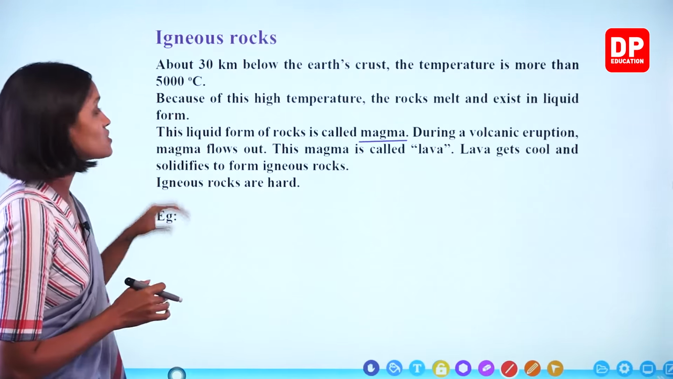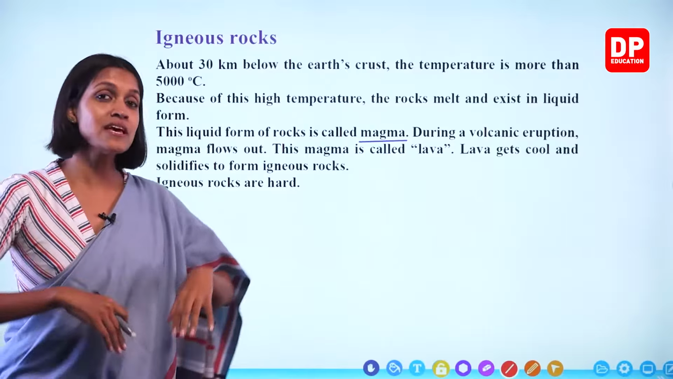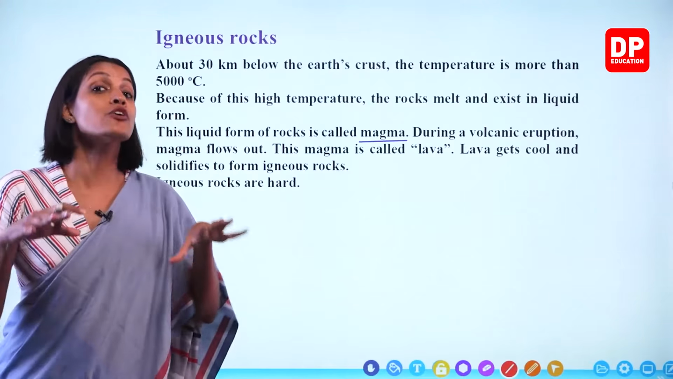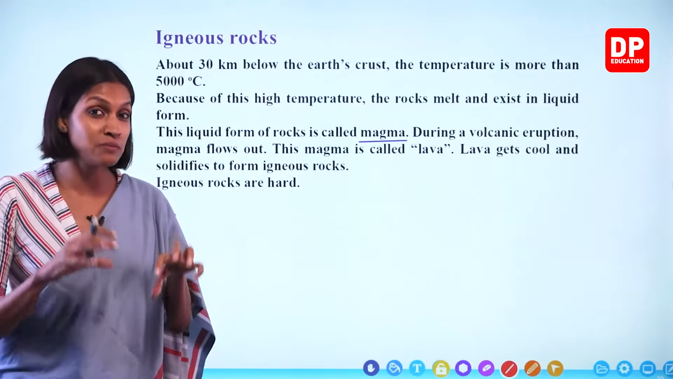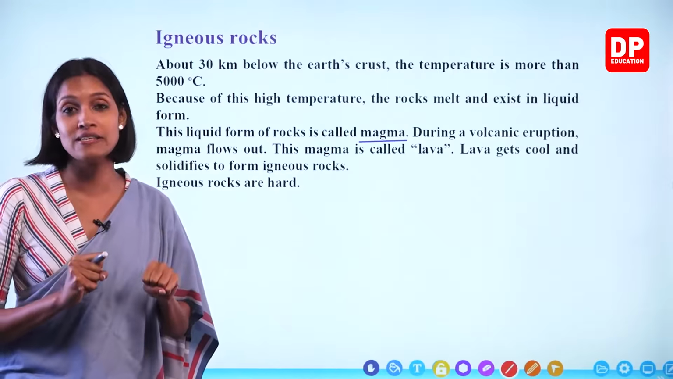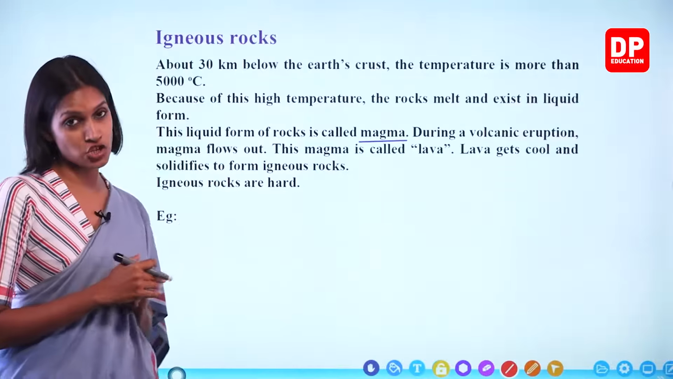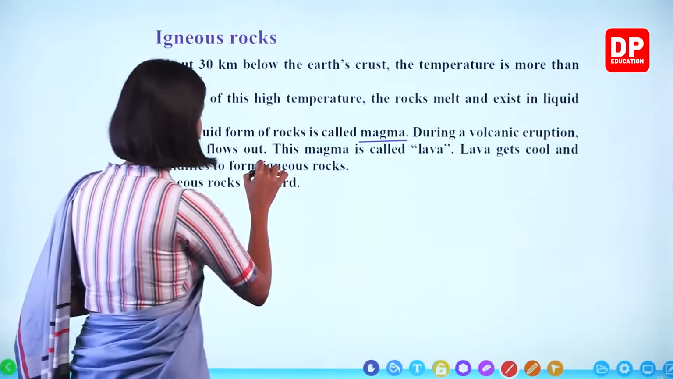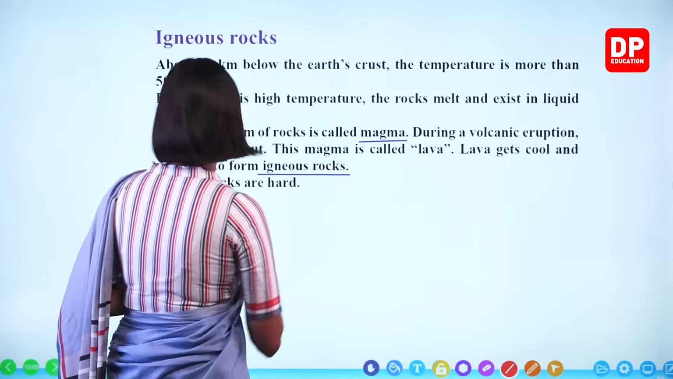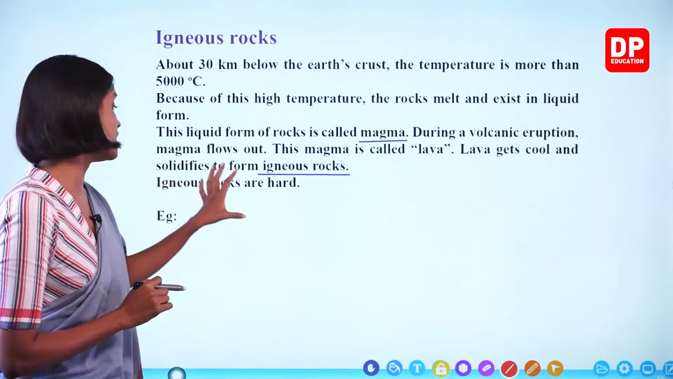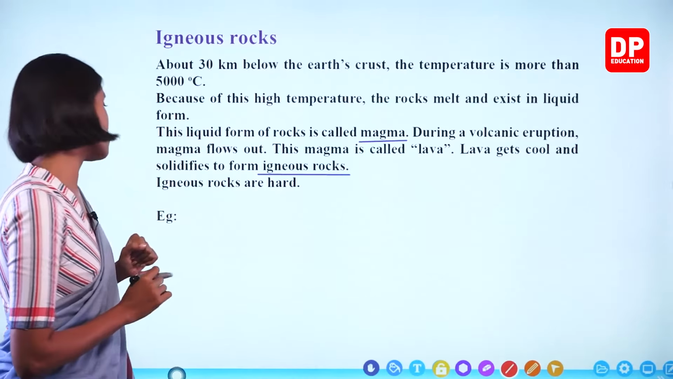So during volcanic eruptions, magma or molten rocks come out. Then they cool down with time and solidify. These solid rocks are known as igneous rocks. Igneous rocks are hard. There are some examples of igneous rocks.